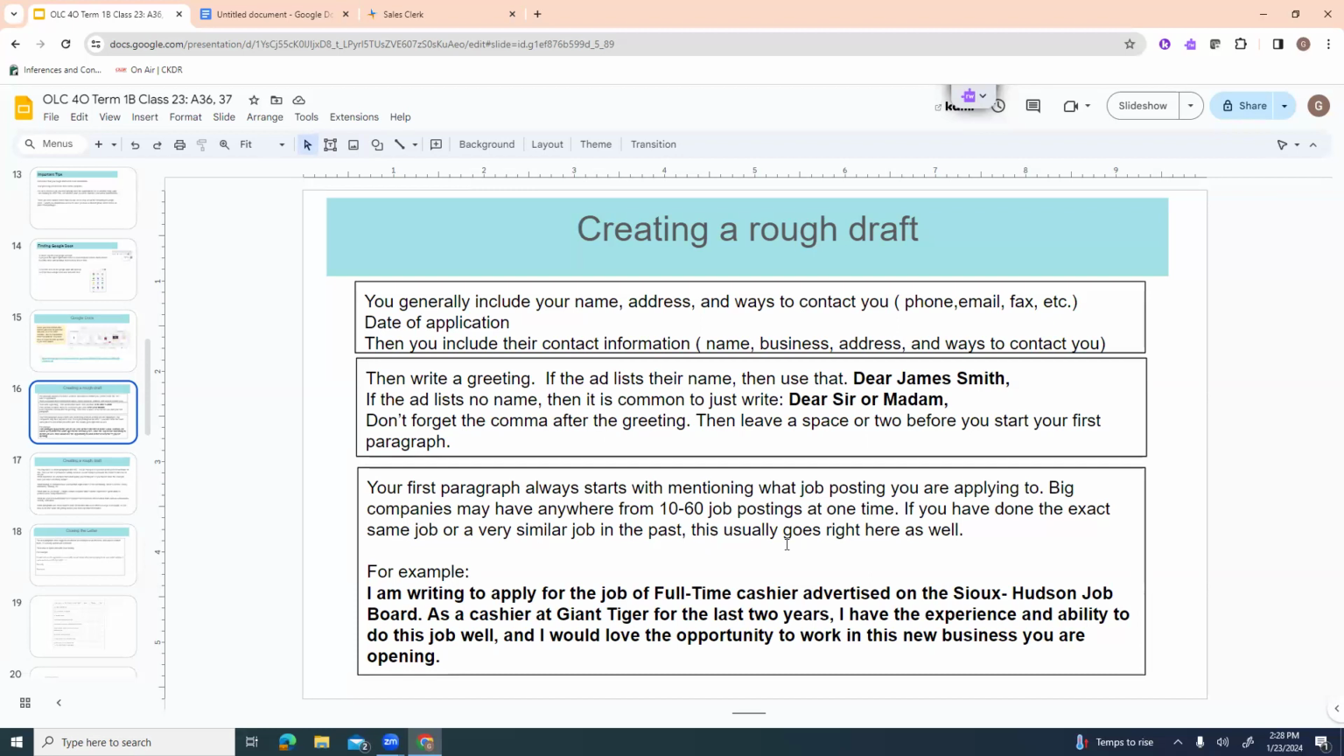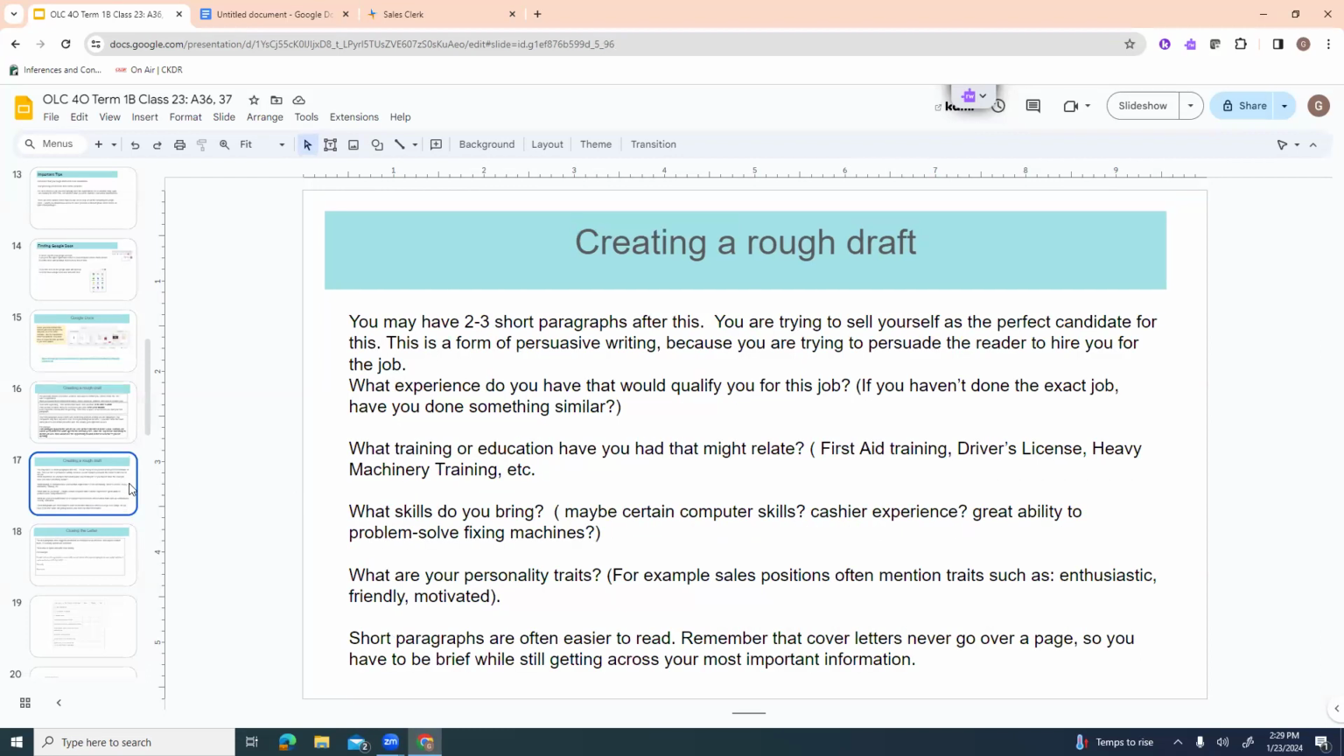If you've ever done the exact same job or a very similar job, I would put it right there as well. So, I am writing to apply for the job of full-time cashier, advertised on the Sue Hudson job board. As a cashier at Giant Tiger for the last 2 years, I have the experience and ability to do this job well, and I would love the opportunity to work in this new business you are opening. So right away, you're saying what you are applying for, and hey, I already have experience doing this job, so that they want to read more, right?